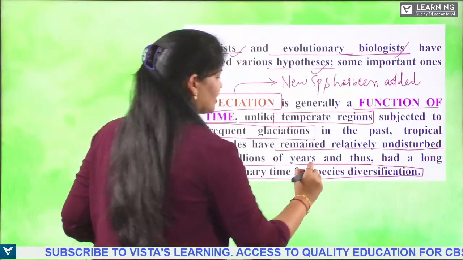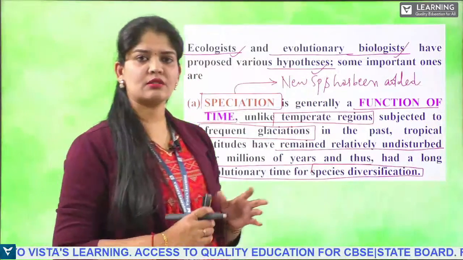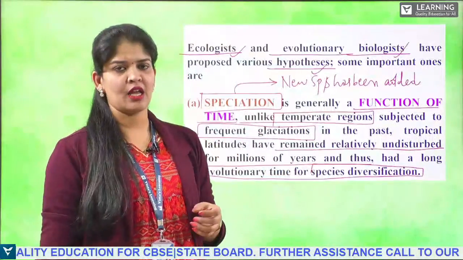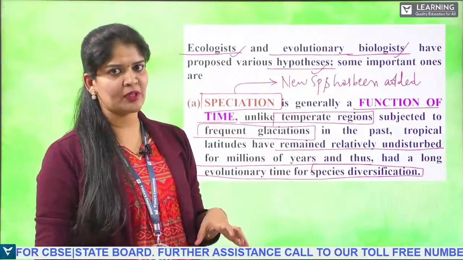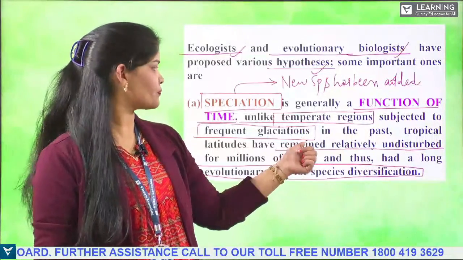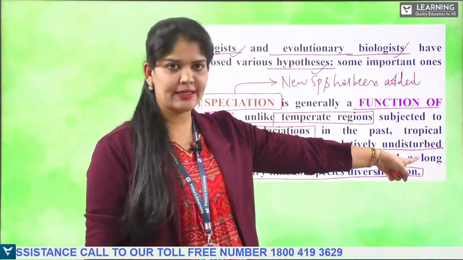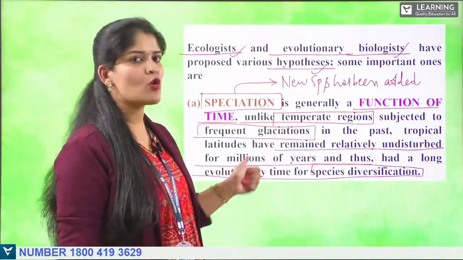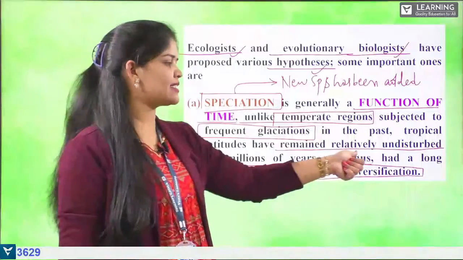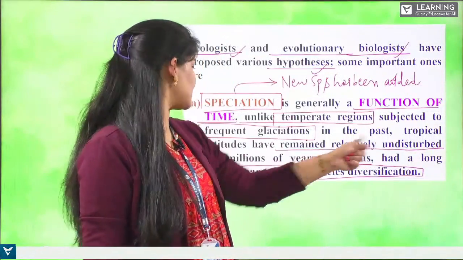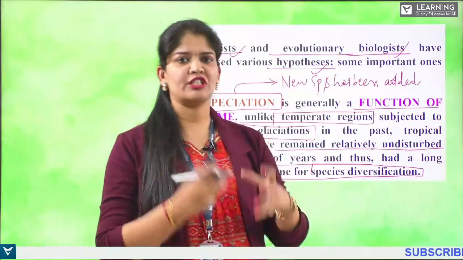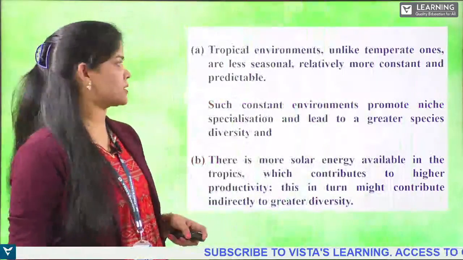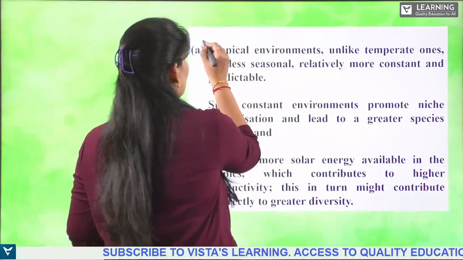So all this will give one of the hypotheses, and that hypothesis is speciation. Speciation is made possible in the tropical regions because they have remained relatively undisturbed for millions of years. Therefore, it is possible for species diversification. Therefore, there is a long evolutionary time for the species to diversify. This is one hypothesis.